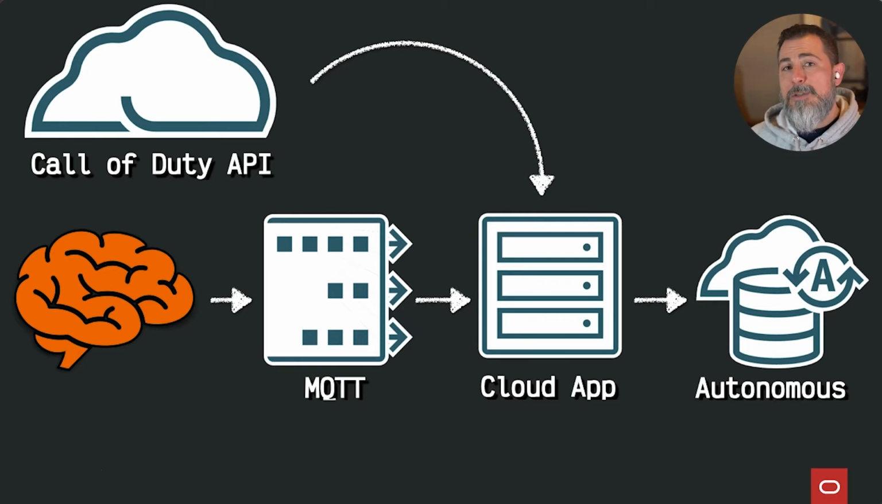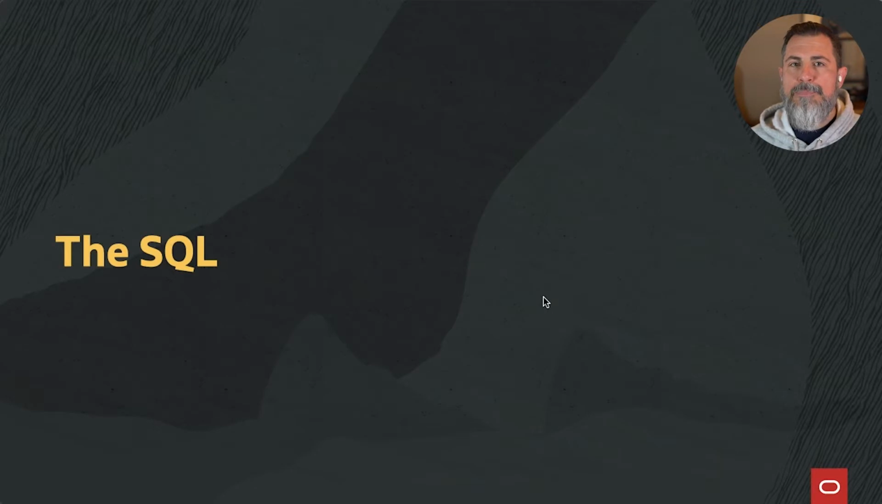My game stats would be obtained via scheduled calls to the Call of Duty API, which returns match information as a JSON object. The game stats would also be persisted to the database, obviously. Now, once I had the data, the next step would be to query the data and analyze it. And that's what we're going to focus on in this session.